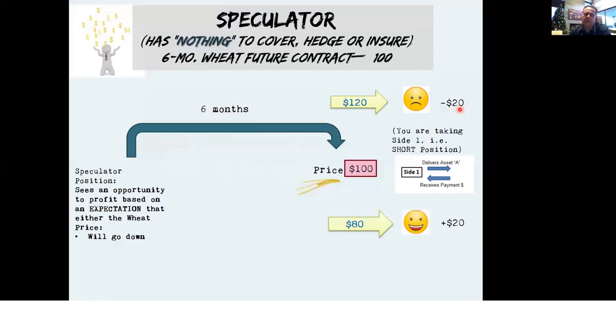On the other hand, if actually the price went down as you expected, you will deliver an asset that is worth 80. Again, you may not have this asset because you're speculating. So you buy it in the market at 80, but someone will pay you 100. So you will gain 20 on that contract. So a speculator will be either sad or happy, depending on the outcome of the bet. And in this case, you're speculating that the price will go down.